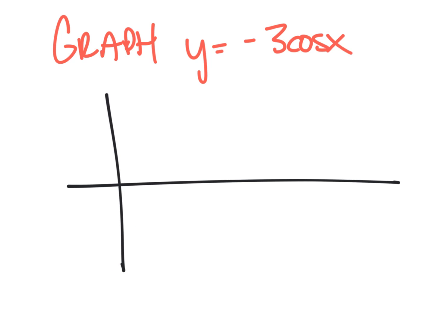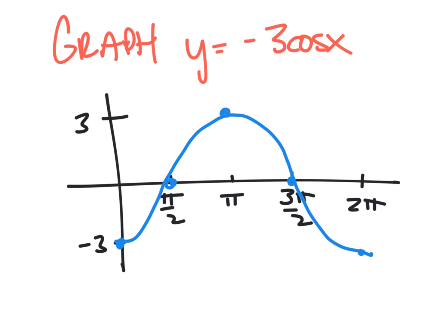Take a second and see if you can graph y equals -3 cosine x, and then compare it with mine. Cosine either starts at its max or min. Since it's negative, we start at the bottom and we go up first. And remember that this would just keep on repeating itself.